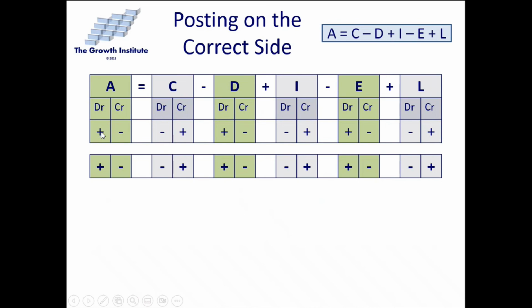So what this means is for an asset account, an asset account always increases on the debit side and decreases on the credit side. A capital account will always increase on the credit side and decrease on the debit side. If you look at an expense account, it will always increase on the debit side and decrease on the credit side.